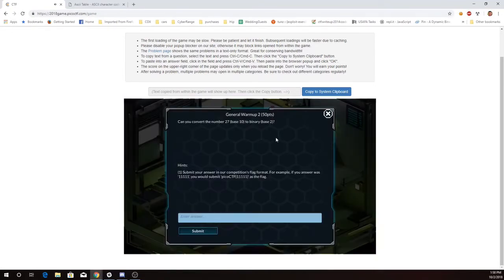Can I convert the number 27 in base 10 to binary, base 2? So if I look at this number here, 1, 2, 4, 8, 16. So that'd be 16 plus 8 is 24, plus 4 is 28, plus 2 is 30. So that's 31. I want the number 27. So I just need to remove the 4 from that. So I have 16 plus 8 plus 2 plus 1 is 27.